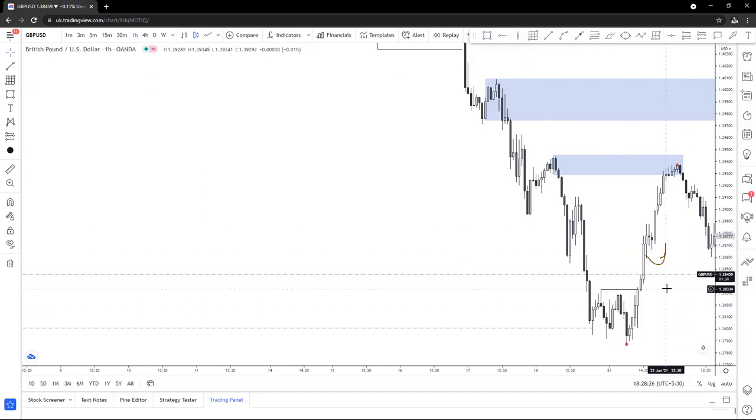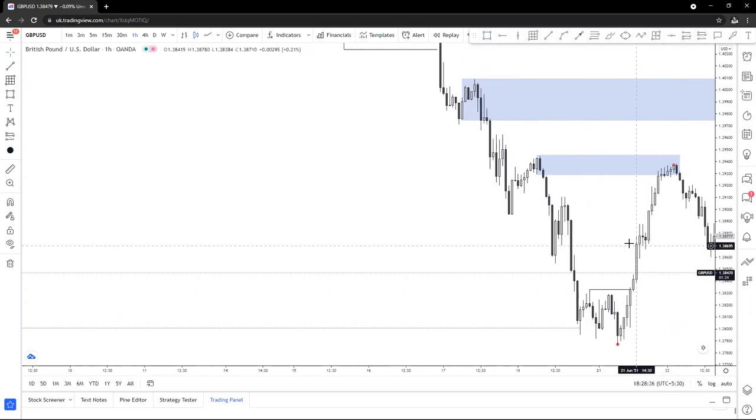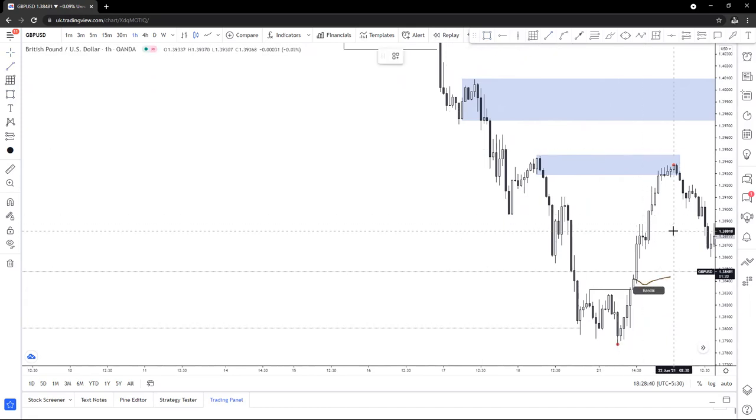Now, based on the information I gave you, would you look at this as an order block? No, right? Because you know this low will be taken out for sure. I will look at this weak one or something.